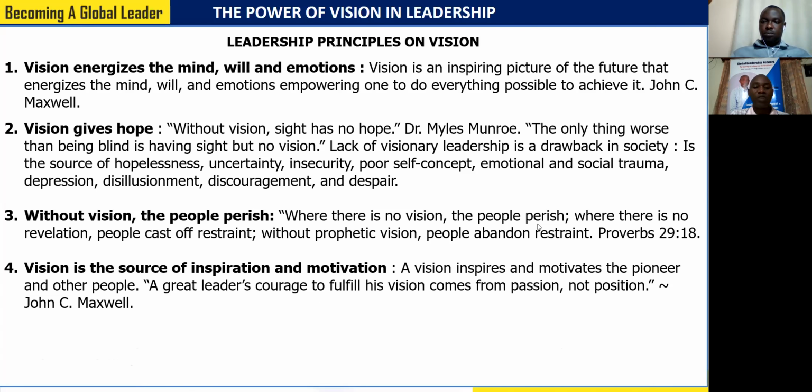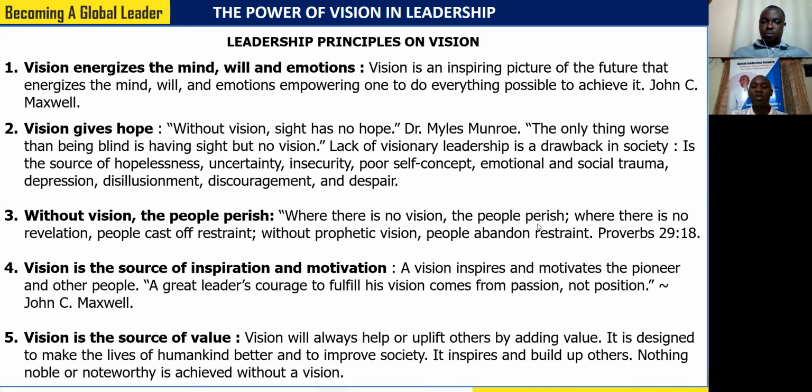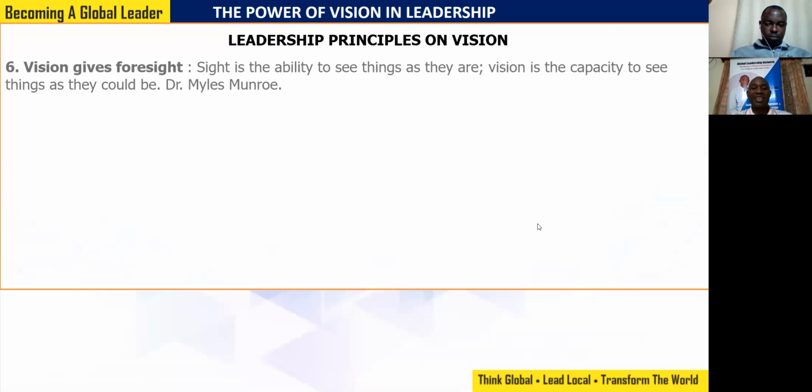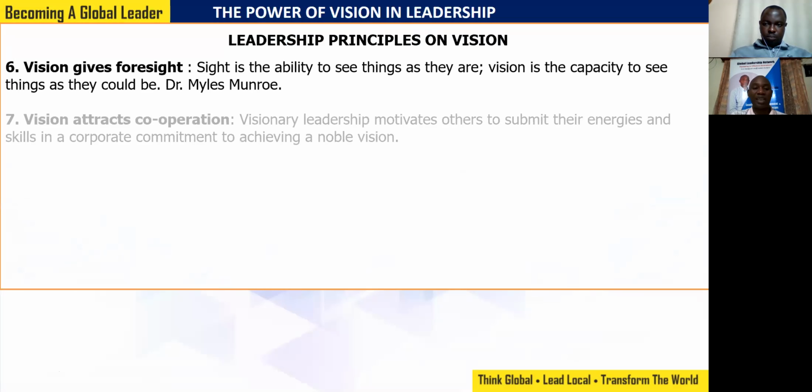Number four, vision is the source of inspiration and motivation. Vision is the source of value. Vision will always help or uplift others by adding value. It is designed to make the lives of humankind better and to improve society. Vision gives foresight. Sight is the ability to see things as they are, but vision is the capacity to see things as they could be. That is Dr. Miles Monroe. So vision gives foresight.